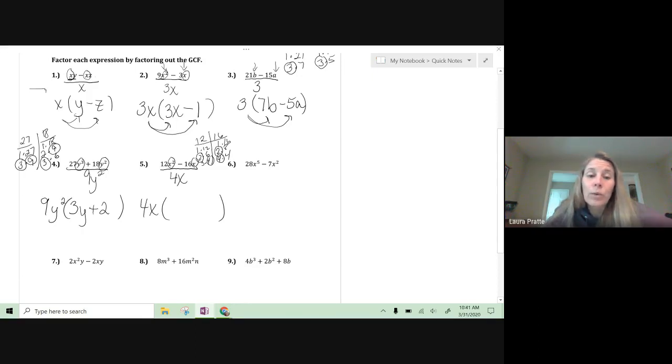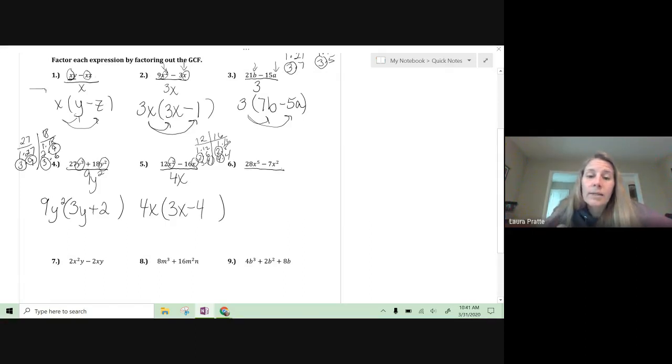So 12x squared divided by 4x. Well, the numbers you do normal. So 12 divided by 4 is 3. And then x squared divided by x would just be x. Then when you look at the 16x divided by 4x is 4. And the x's would cancel. So it's just 3x minus 4 in your parentheses.